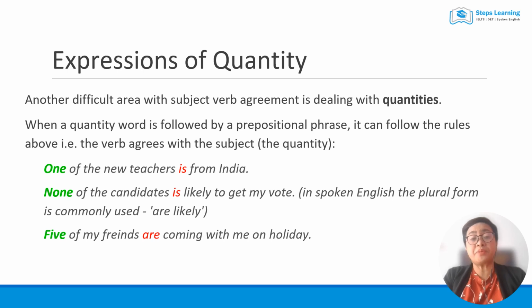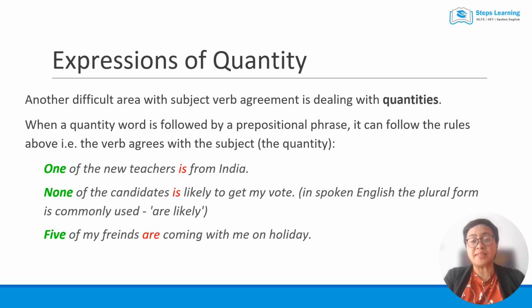Next, let's go to expressions of quantity. Another difficult area with subject-verb agreement is dealing with quantities. When a quantity word is followed by a prepositional phrase, it can follow the rules above. For example, the verb agrees with the subject, the quantity. For example, one of the new teachers is from India.